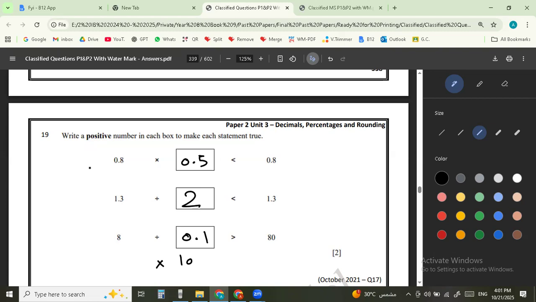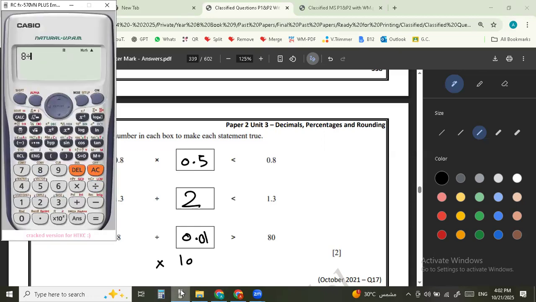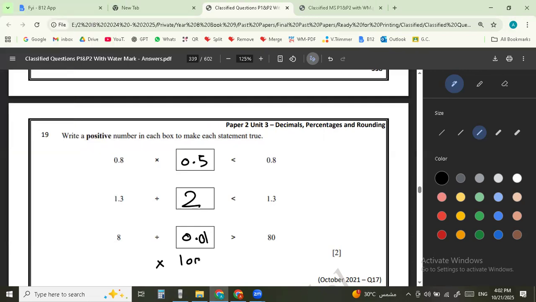You must put something that is smaller than 0.1. Is there anything in the world that is smaller than 0.1? Definitely, yes. If you divide 8 by 0.01, that is going to be much bigger than 80. You want to try it on the calculator? You're allowed to. 8 divided by 0.01 equals 800, because we agreed it's the same as multiplying by 100, which is 800.